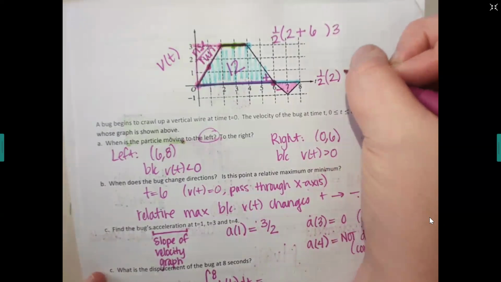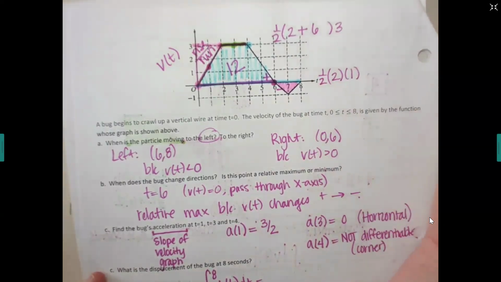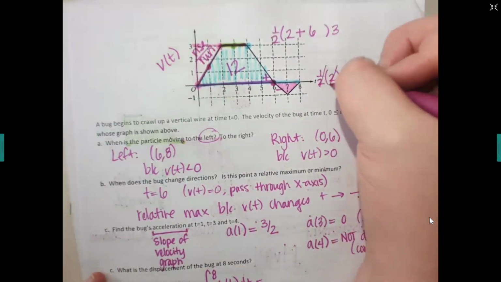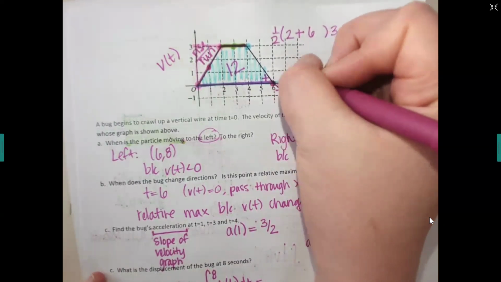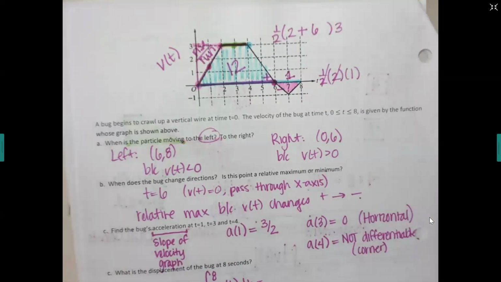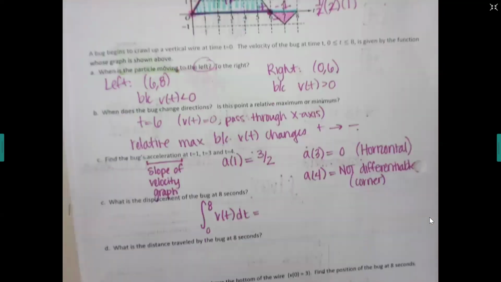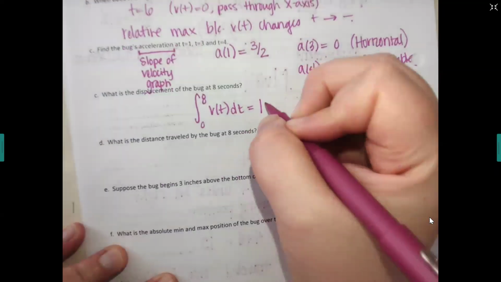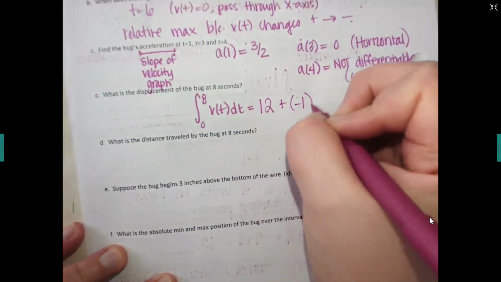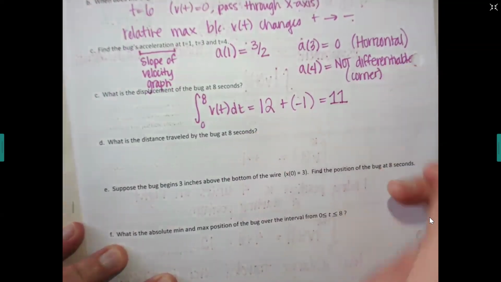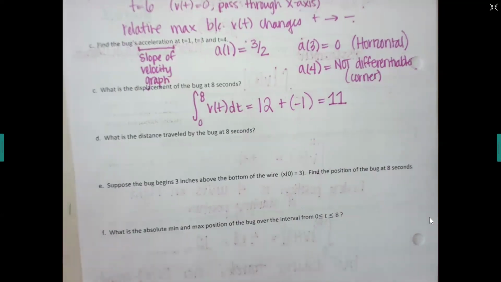2 times my height is 1. Okay, the half and the 2 are going to cross out. You'll just basically have 1 unit. So the bug went forward 12, but then negative or backwards 1. What would my overall displacement be? 11 is correct. So 12 plus -1 is 11. And that means that the bug ended 11 points above wherever its starting point is.